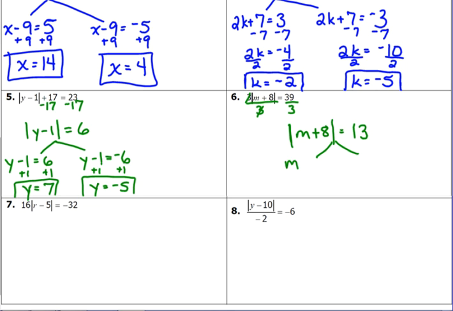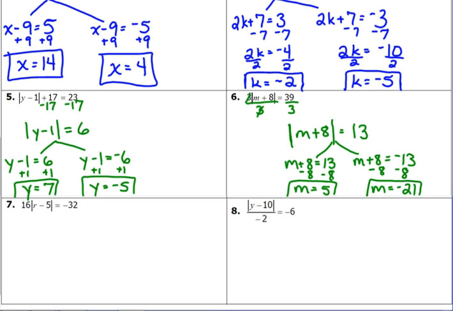Absolute value is by itself, so we split it into two cases. M plus 8 is equal to 13. M plus 8 is equal to negative 13. So subtract 8. M is equal to 5. Subtract 8. M is equal to negative 21. Both of those work when you plug them back in.